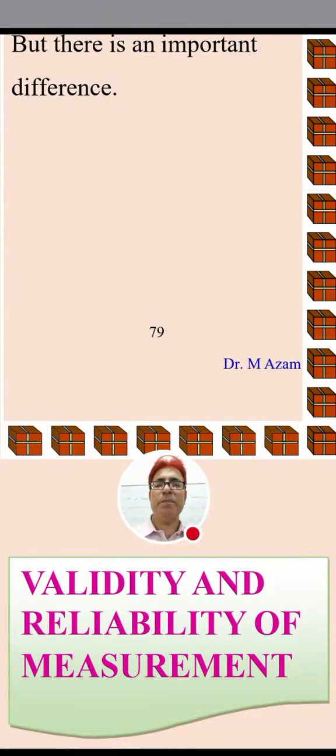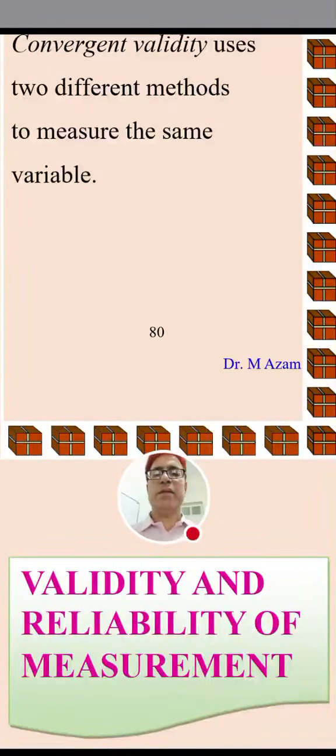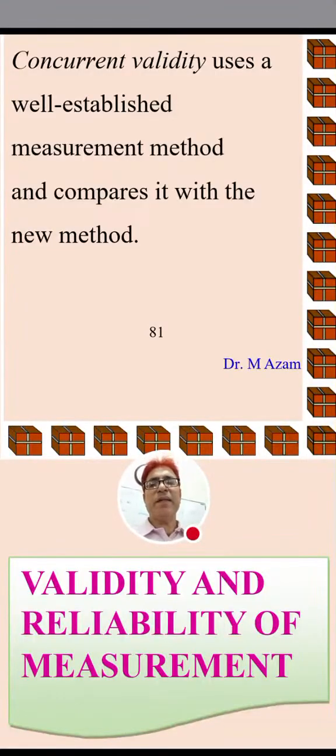But there is an important difference. Convergent validity uses two different methods to measure the same variable. Concurrent validity uses a well established measurement method and compares it with the new method.